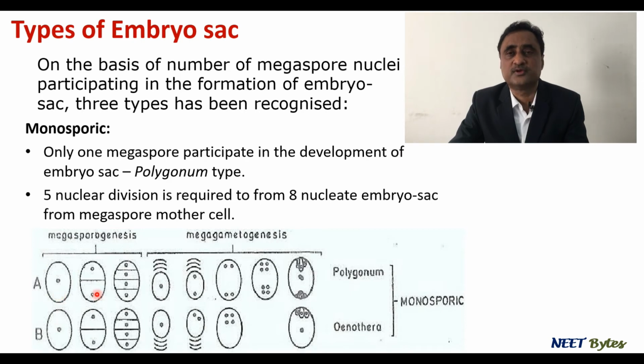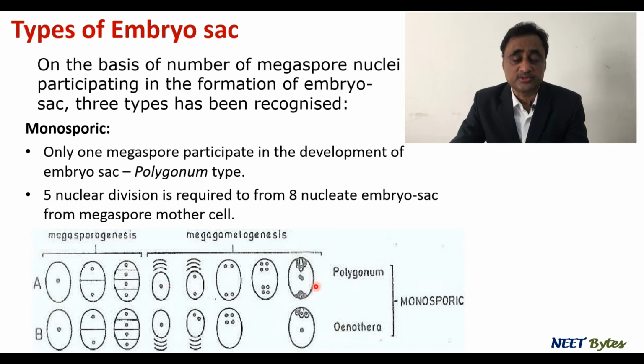This functional megaspore will undergo the first mitotic division, followed by the second mitotic division, followed by the third mitotic division. As a result, we see that an 8-nucleated structure is formed, and from these, the typical embryo sac is going to be formed. This is what we call the polygonum type, the typical monosporic 8-nucleate embryo sac. So here, a single megaspore nucleus is participating in the formation of the embryo sac. Single, because the 3 have already degenerated. It is the single one that is participating in the formation of the entire embryo sac. That's why we call them monosporic.